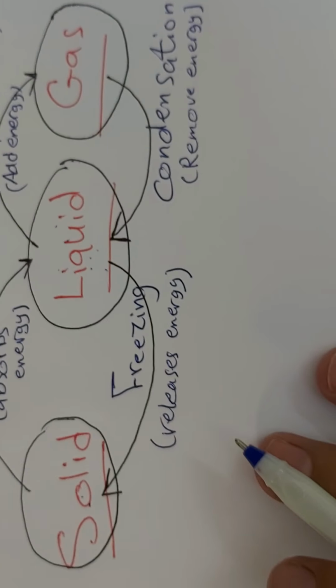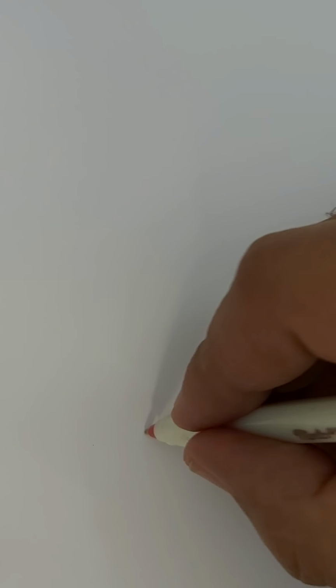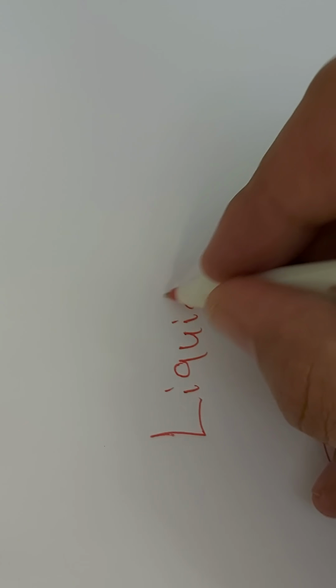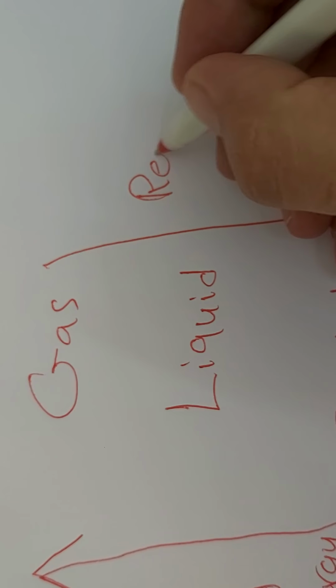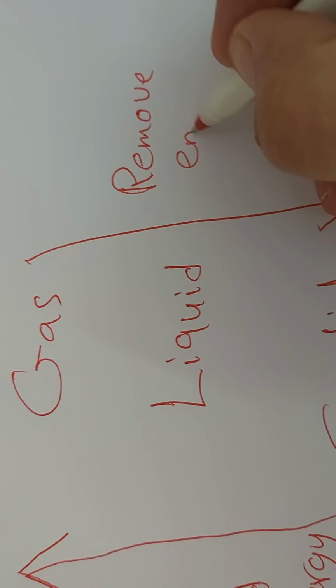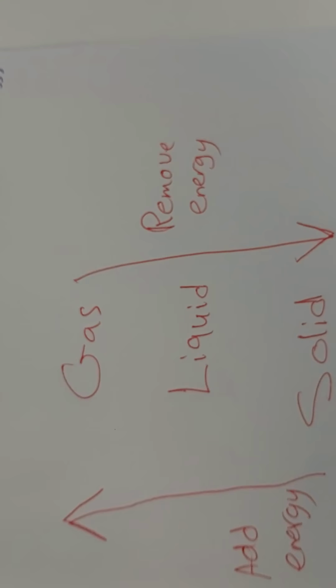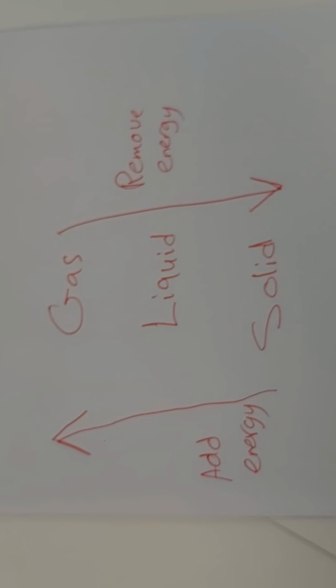Okay? So from solid, then liquid, then gas. Okay? Up, I have to add energy, and down we have to remove energy to change the state of this matter. So adding heat or removing heat changes the state of matter.